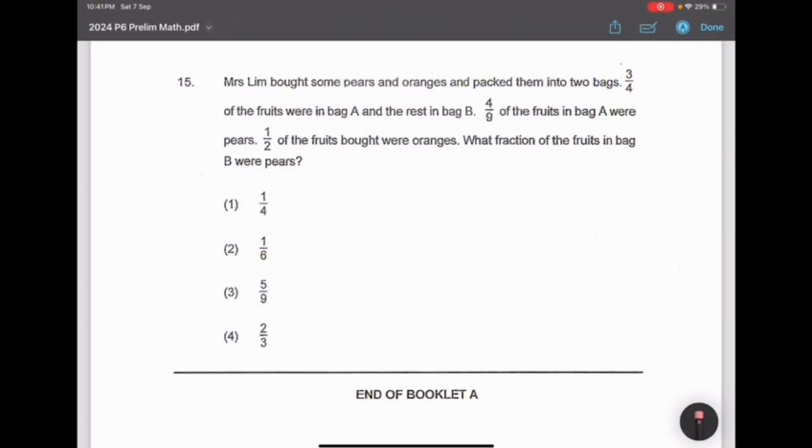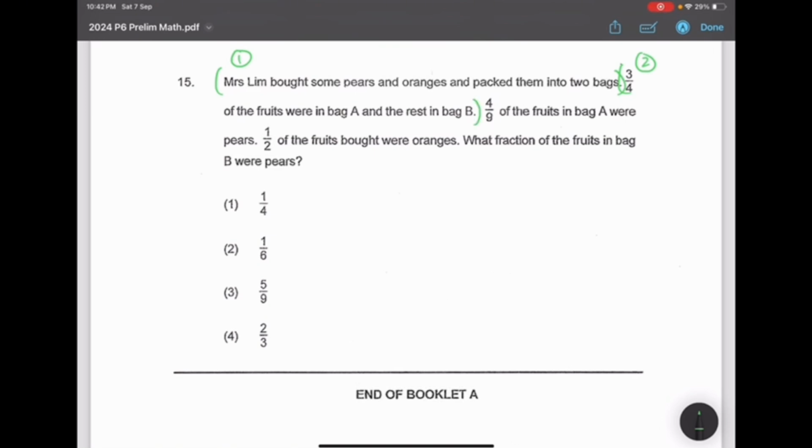Alright, moving on to the last question of booklet A, question 15. Let's jump right in. Mrs. Lim bought some pears and oranges and packed them into 2 bags. Alright, this is my sentence number 1. Alright, moving on to the next sentence. It says that 3/4 of the fruits were in bag A and the rest in bag B.